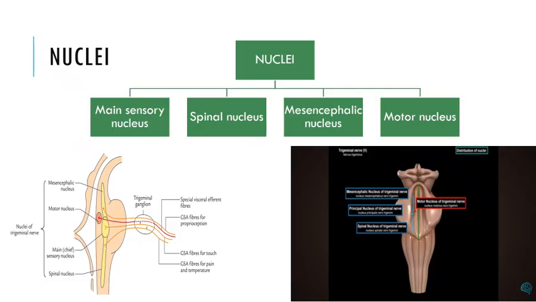And now its nuclei. It has four nuclei: three are sensory, and one is motor nucleus. So one is main sensory nucleus, spinal nucleus, mesencephalic nucleus, and motor nucleus.